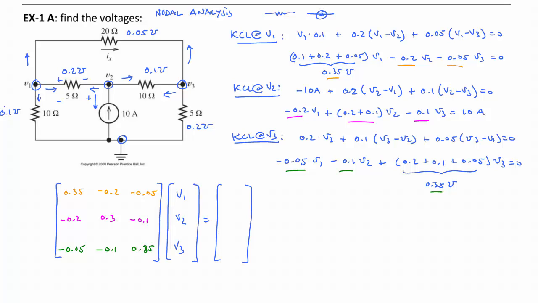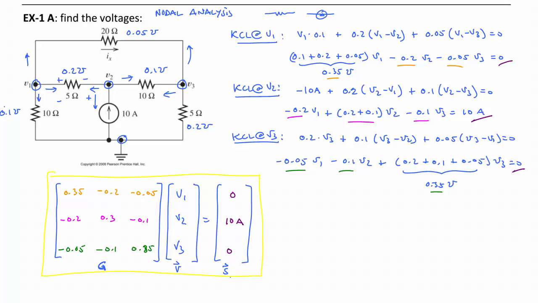And all of that is equal, over on the right, we see that we have 0, 10 amps, and then 0. So this is our final answer here. Well, we haven't solved for the voltages, but if you were asked to just set up the problem, this would be the solution. And again, this is the conductivity matrix, this is the voltage vector, and the source vector.